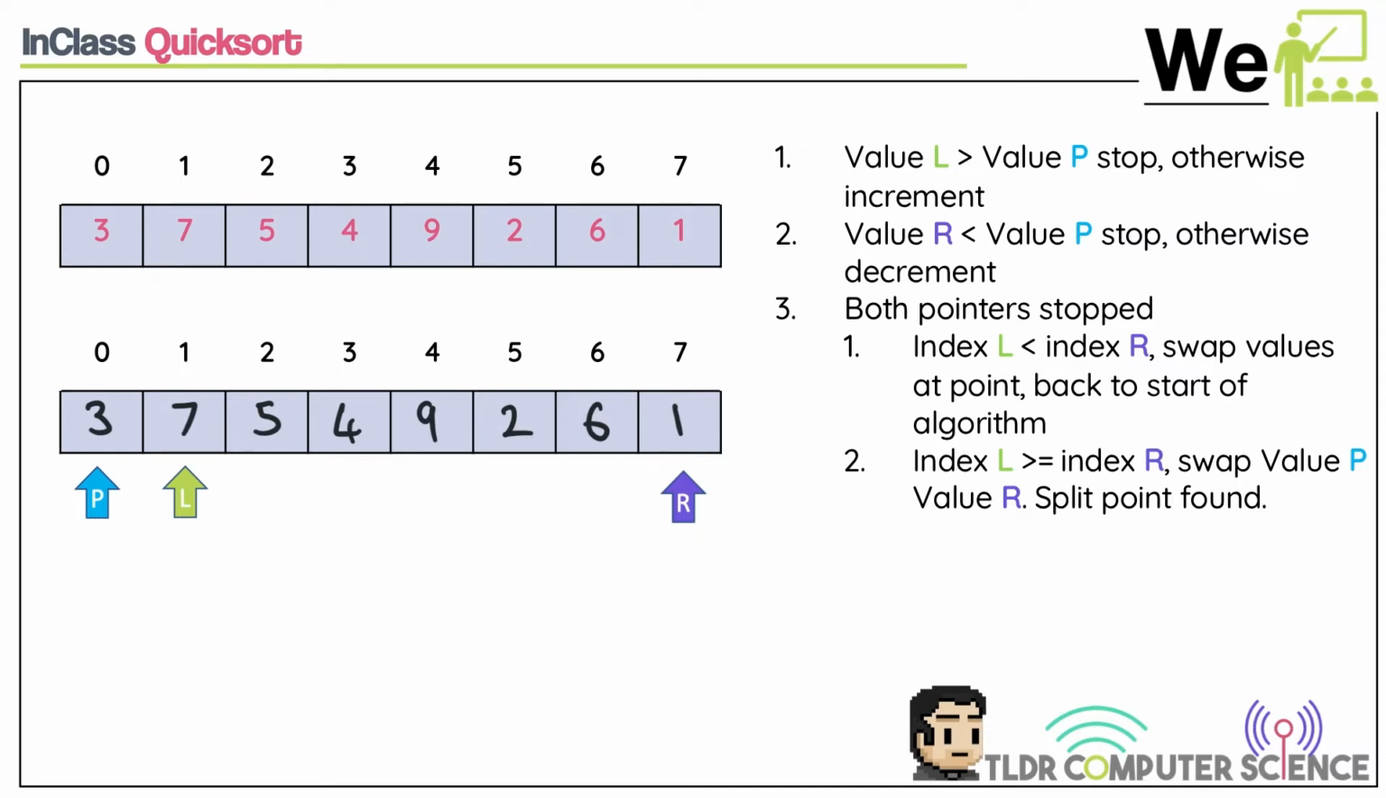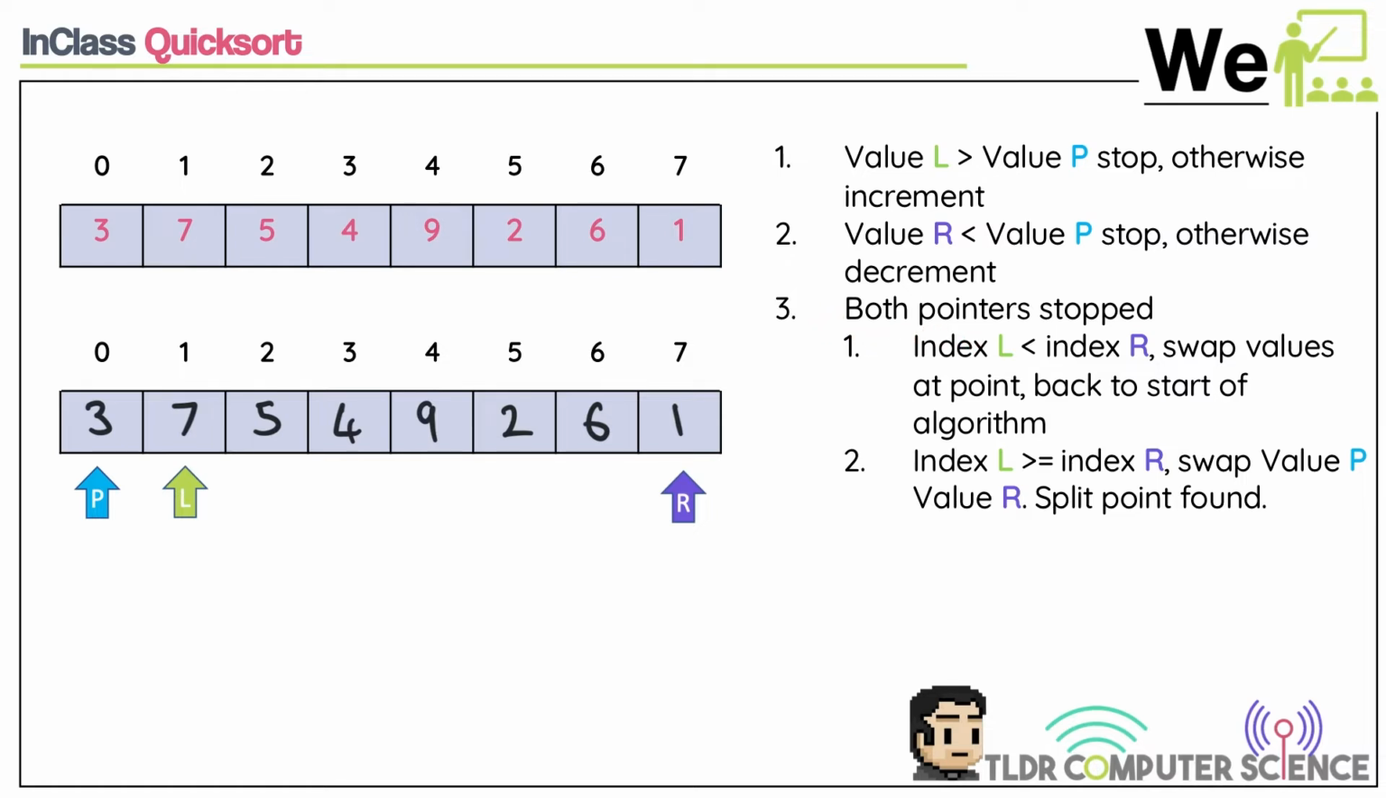What does the algorithm say? It says, look at the value at L, so that's 7. Is that higher than the value at P? Yes, it is. So we stop. What we would do if it was less than is that we'd increment it. In this case, we're not going to do that. We stop. We'll then go down to the next one. Value at R. So R is the value 1. Is it less than the value at P? So is it less than 3? Well, 1 is also less than 3. So we also stop.